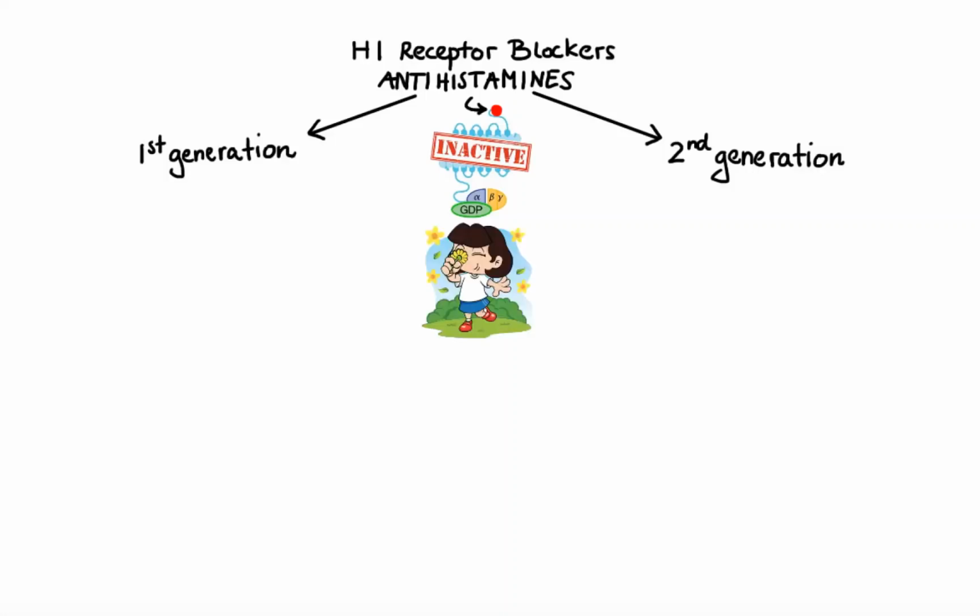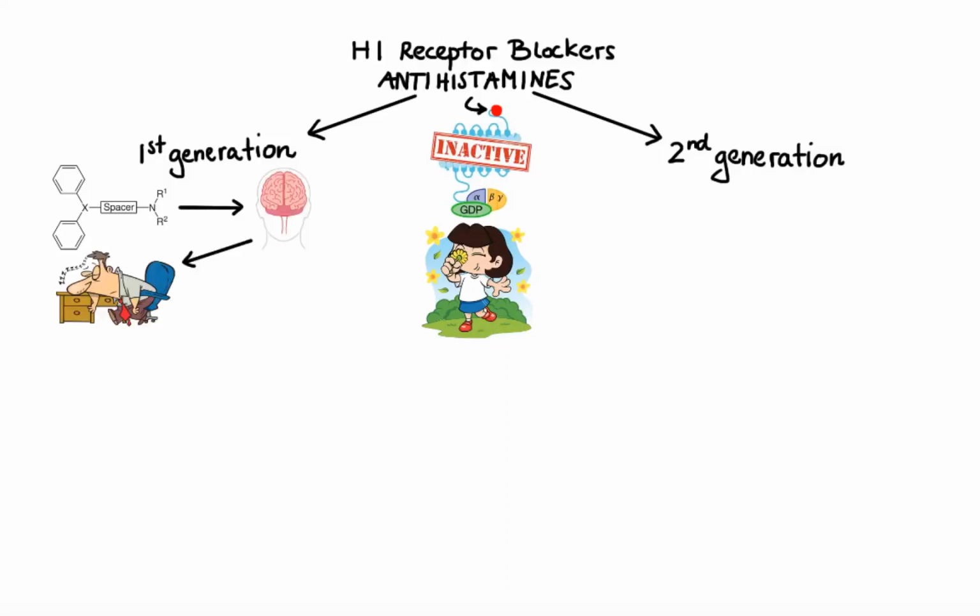Now, the general structure of the first-generation H1 antihistamines consists of 2 aromatic rings connected to a substituted ethylamine group. Due to this lipophilic structure, first-generation H1 antihistamines can cross the blood-brain barrier and thus cause sedation and potentially impair cognitive function. Additionally, first-generation agents have relatively poor H1 receptor selectivity, and as a result, they are capable of occupying other receptors, such as cholinergic, alpha-adrenergic, and serotonin receptors. This leads to a number of side effects.